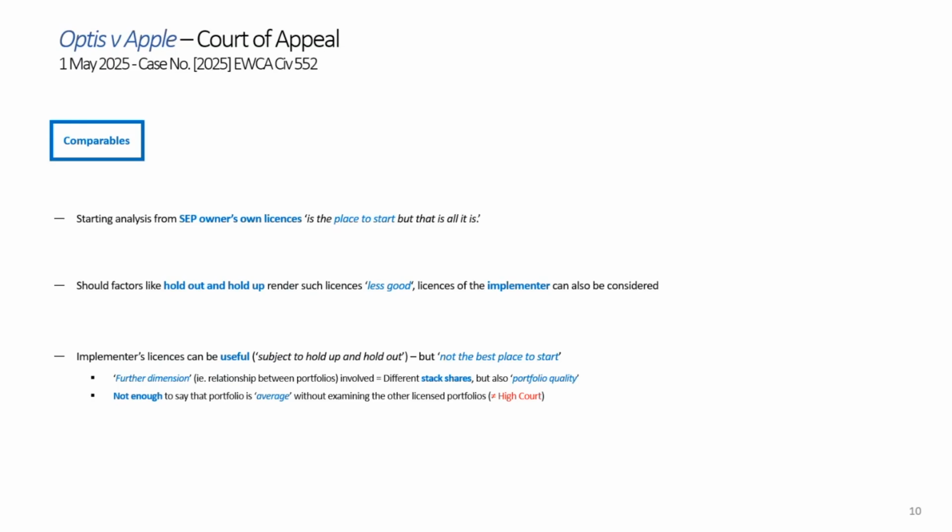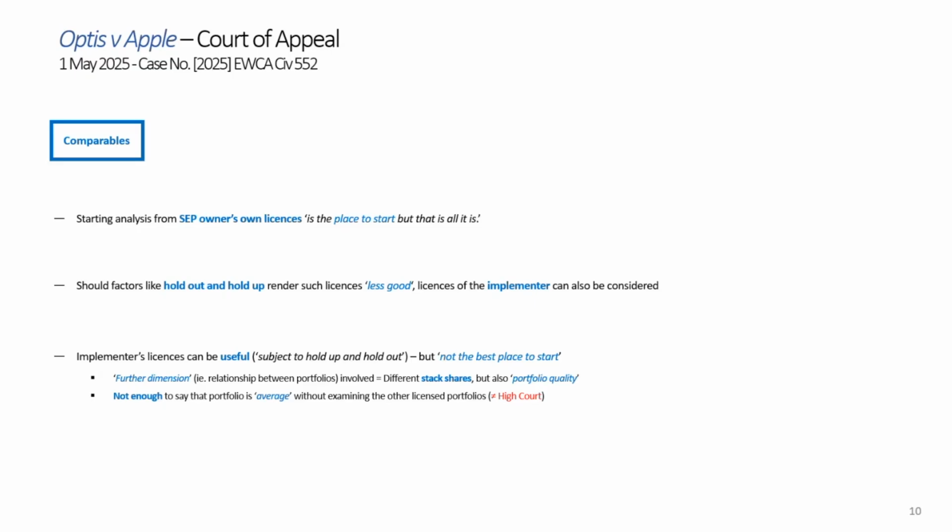Here we had, of course, a particularly interesting situation, that the valuation was based on licenses of the implementer. And this is something which the Court of Appeal also questioned, basically saying that if you're doing a valuation exercise, you should start the analysis from the SEP owner's licenses. These are the best place to start, but that is all it is. This is the court's words.